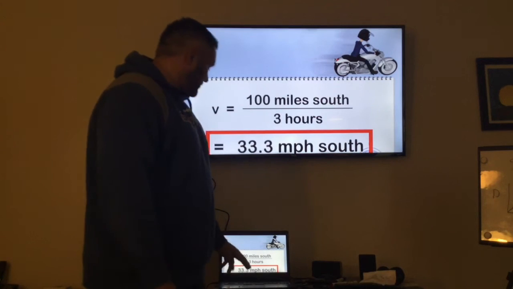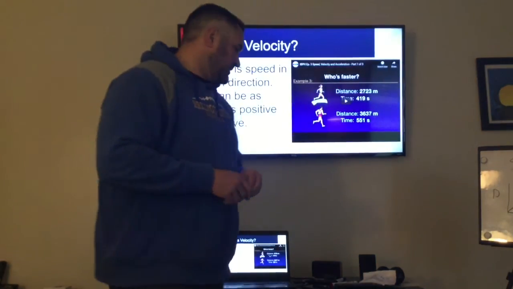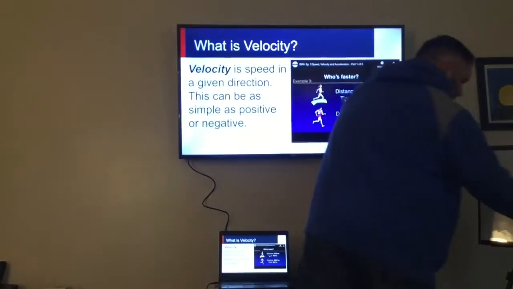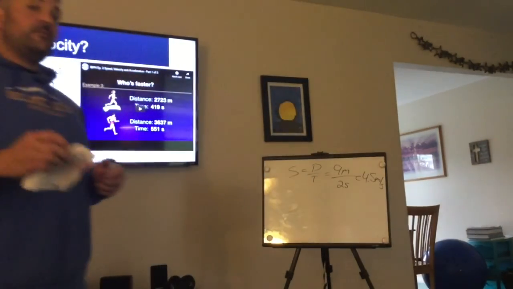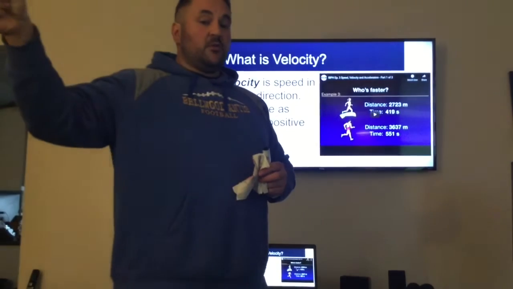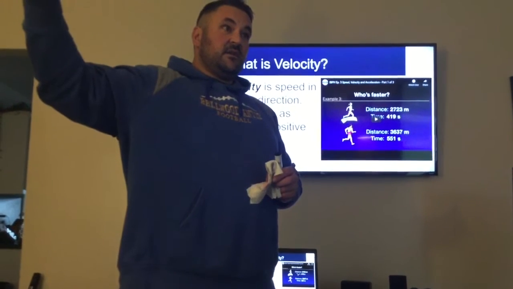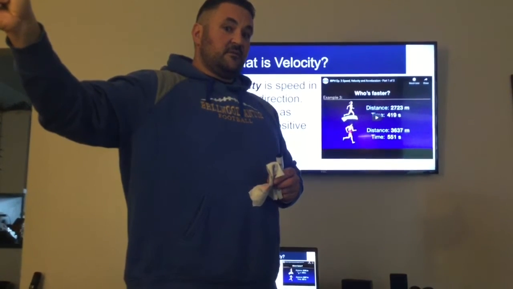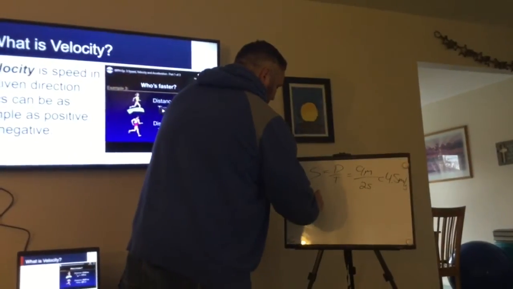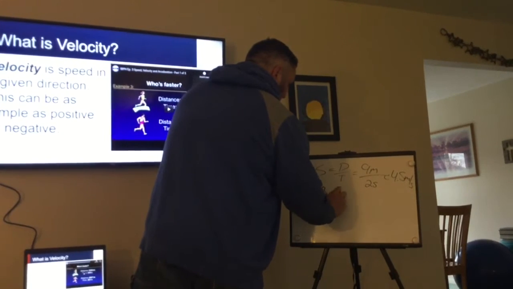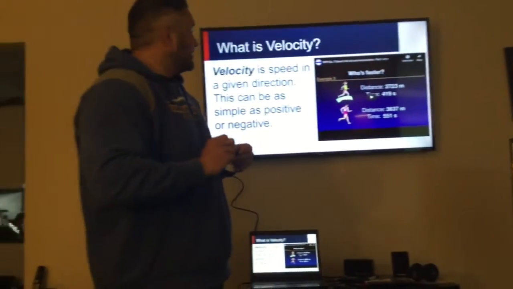And then here's the solution. Velocity is just slightly different than speed. In my demo video, the one that you just watched, Bryson ran from the eastern side of the street to the west. So he was actually running west at 3.8 meters per second. West gives you a direction.